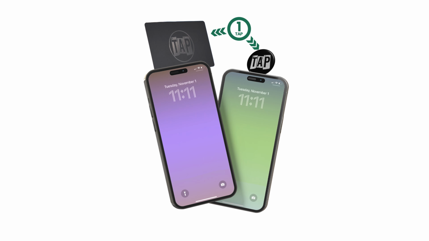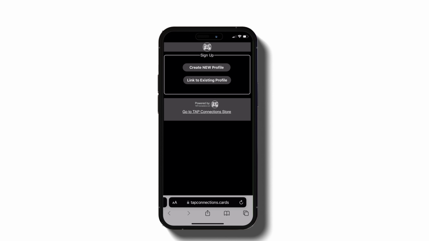Once your smartphone reads your tap device, a link will pop up on the screen. Tap on the link and you will be redirected automatically to the Tap portal to create your account. First, tap on the Create New Profile button if this is your first time using Tap. There is a second option if you want to link a new Tap device to your already existing Tap profile that we'll review in another video.